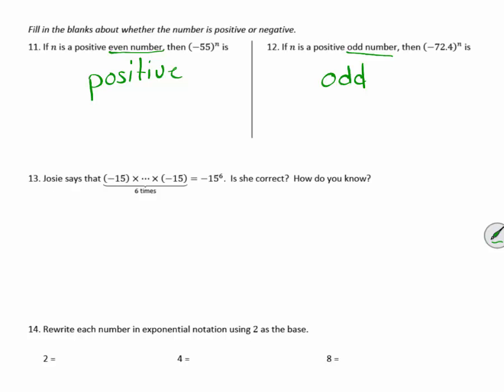Josie says that negative 15 you do 6 times looks like that. Is she correct? No. Why is she not correct? Negative 15 needs to be in parentheses.